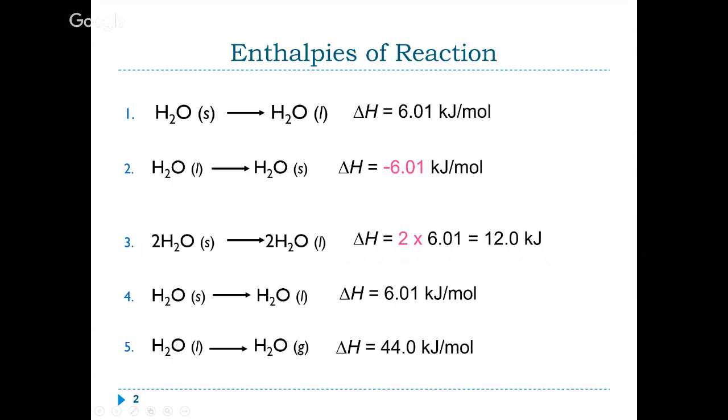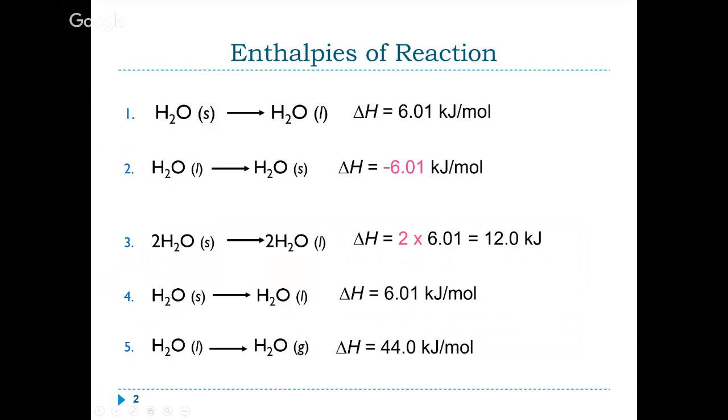So once again, line 4 is just like line 1, but it's to compare here, paying attention to the fact that states do matter. So solids, liquids, and gases. We can see here that if we wanted to evaporate water, if we were going to boil it, it requires a significantly more amount of energy to do that process.